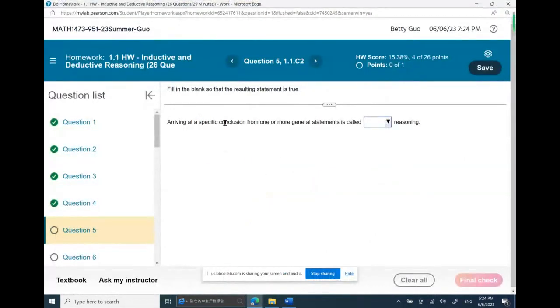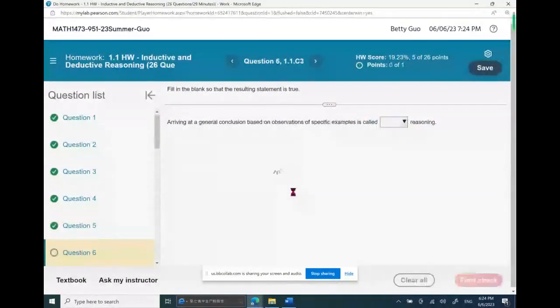It is deduction. A common mistake you see is specific first and then general. No, it means arrive at specific from general. So from general to specific is deduction. Awesome. Arriving at general based on observations of specific examples, induction, increasing, right? From specific to general, increasing.